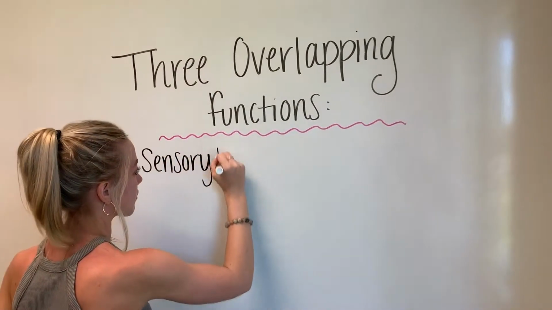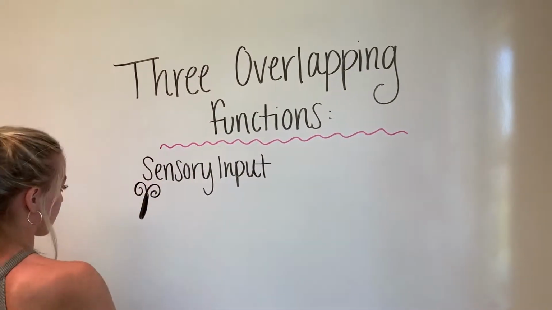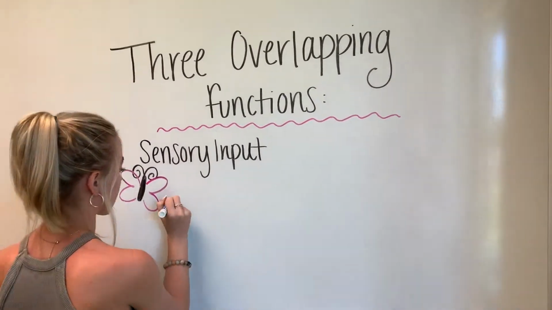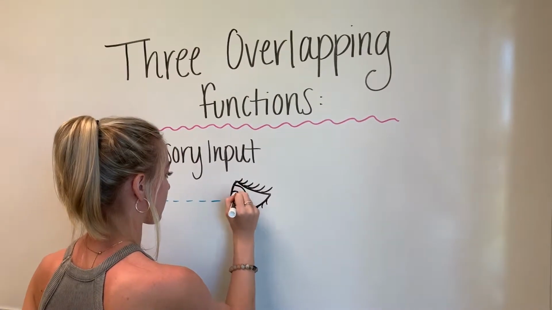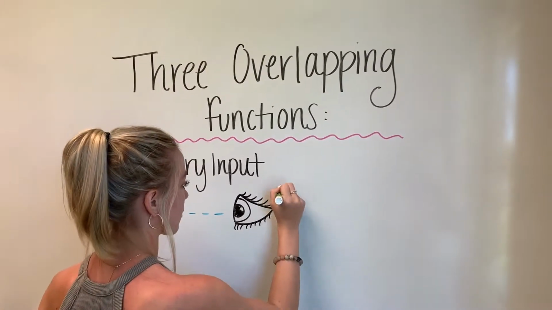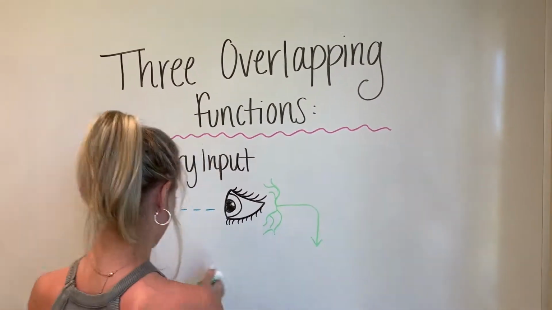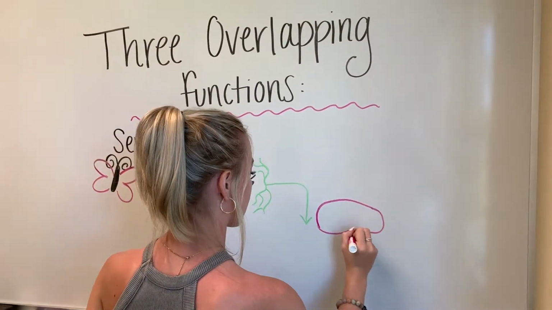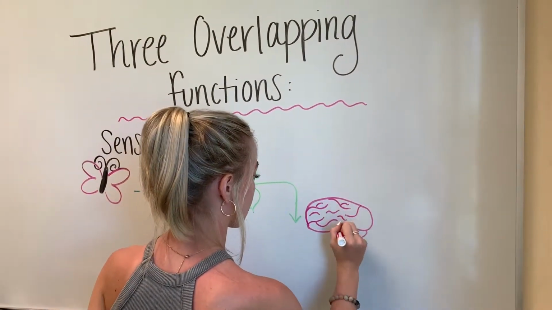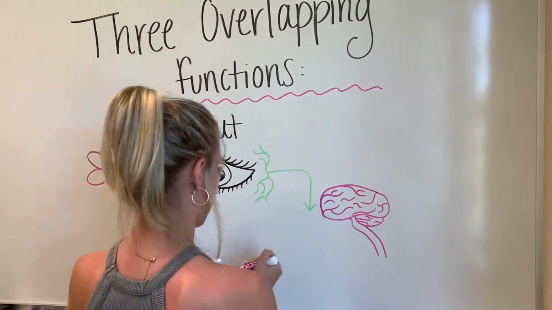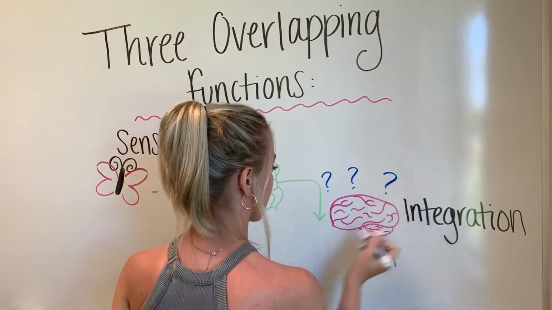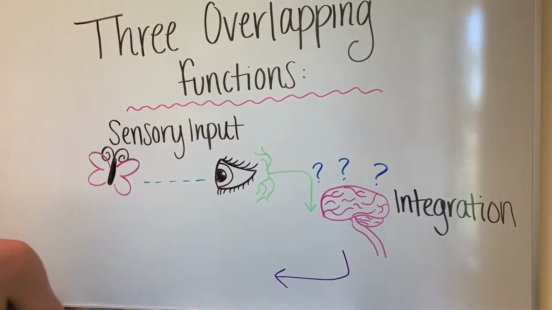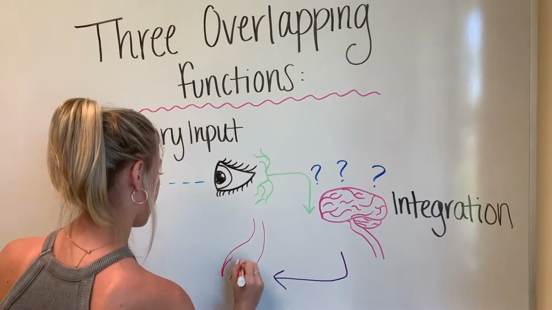To begin, we'll be discussing the three overlapping functions of the nervous system. These include sensory input, integration, and motor output. In the process of sensory input, this is where we take information in. Once the information comes in, our brain interprets and integrates what we are seeing and decides what to do with it. Finally, our response to the stimulus is shown through the process of motor output. This is the stage in which we act.